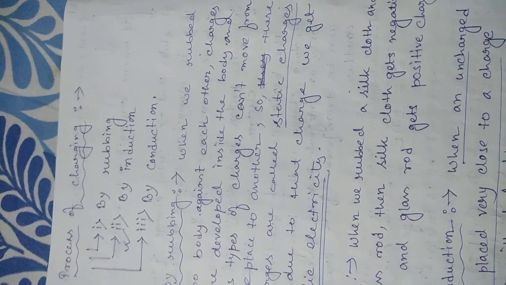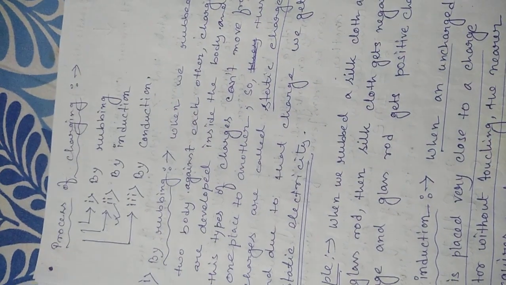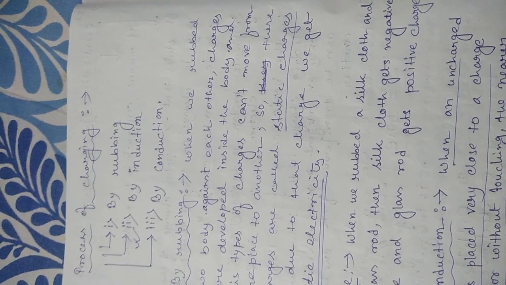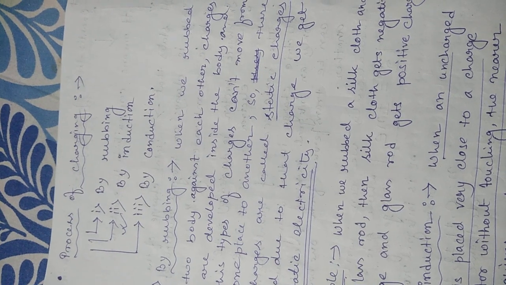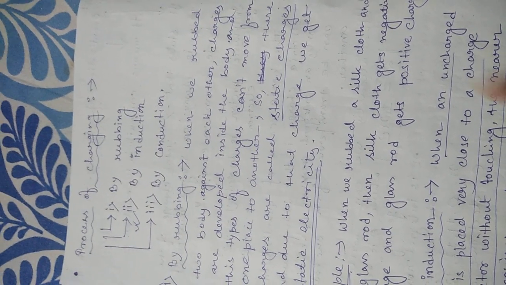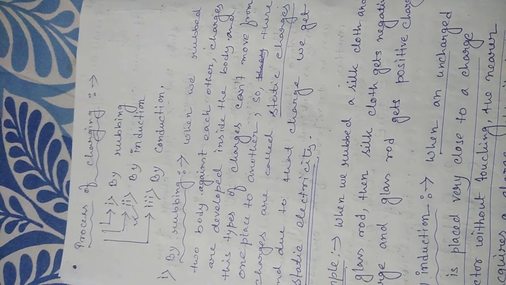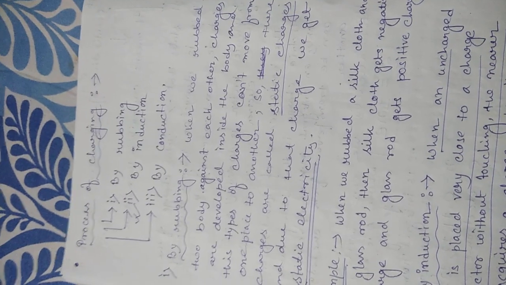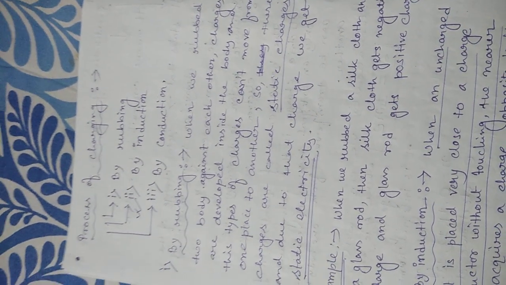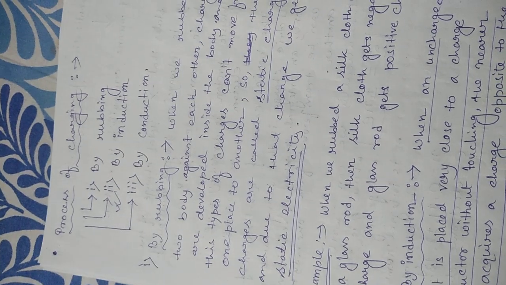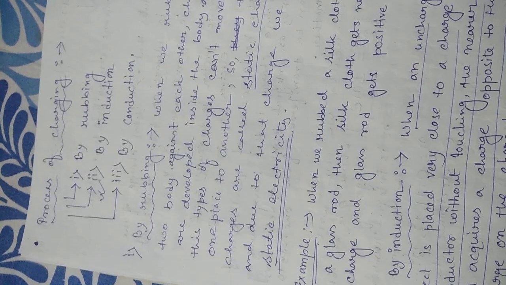So what is charging by rubbing? When we rub two bodies against each other, we know that charges are developed inside the body, and this type of charges can't move from one place to another, or from one body to another body. That's why this type of charges are called static charges. Static means stay in one place or one point, and due to those charges, whatever electricity is generated is called static electricity.